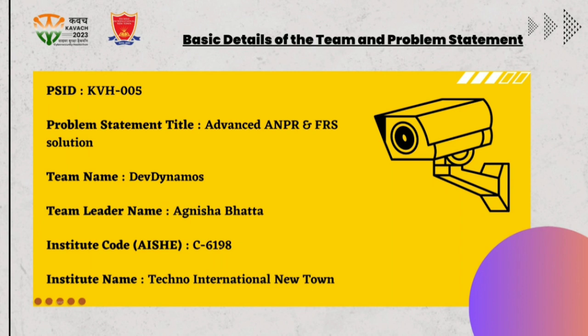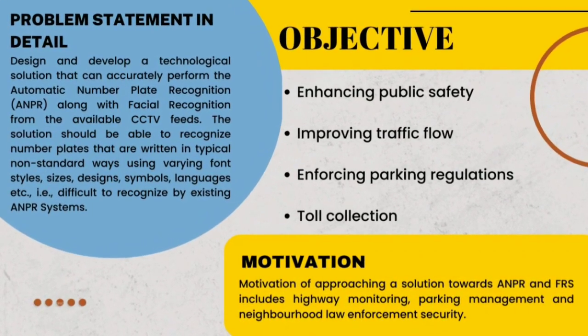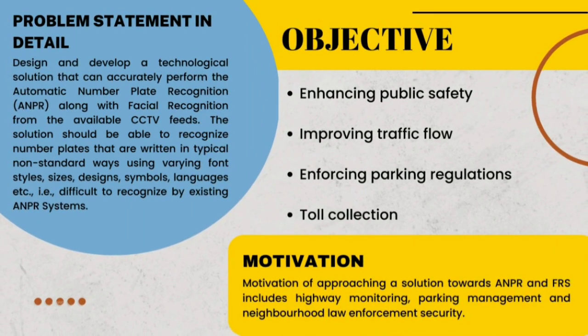We are here with a solution on the problem statement KVH-005, that is Advanced ANPR and FRS solution. KVH-005 states to design and develop a technological solution that can accurately perform automatic number plate recognition, that is ANPR, along with facial recognition from the available CCTV feeds. The solution should be able to recognize number plates that are written in typically non-standard ways using various font styles, sizes, designs, symbols, languages, etc. that is difficult to recognize by existing ANPR systems.